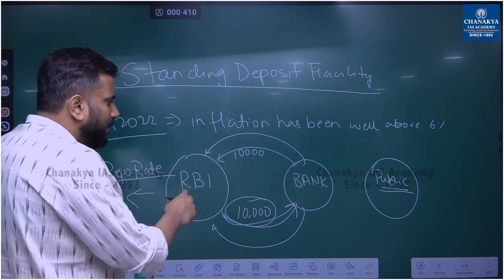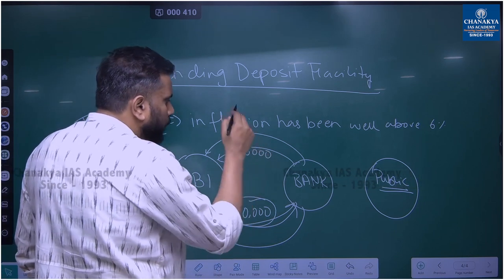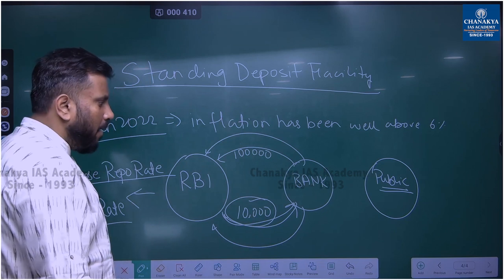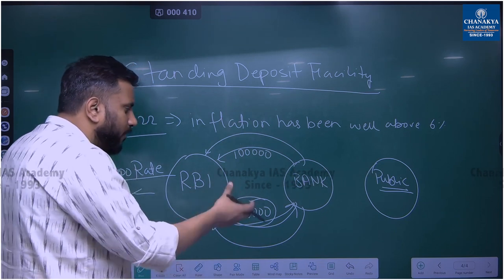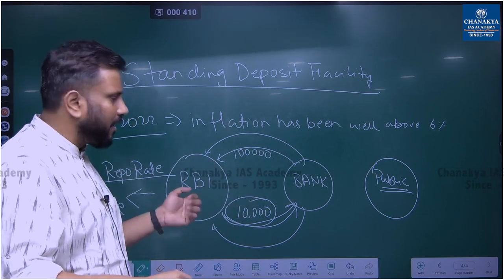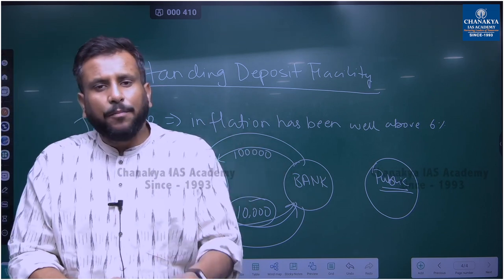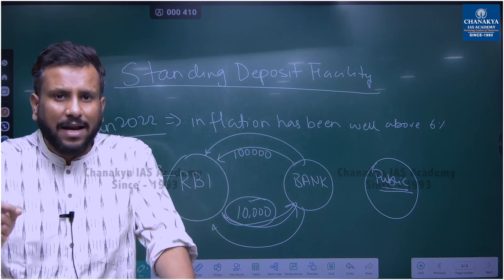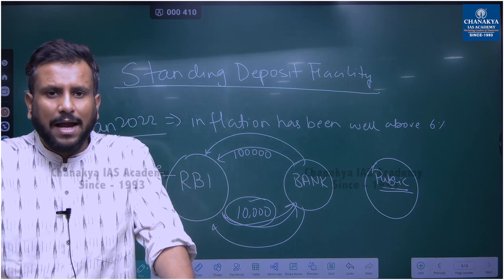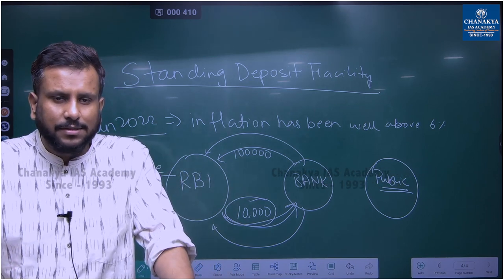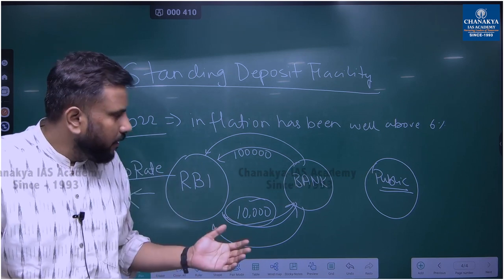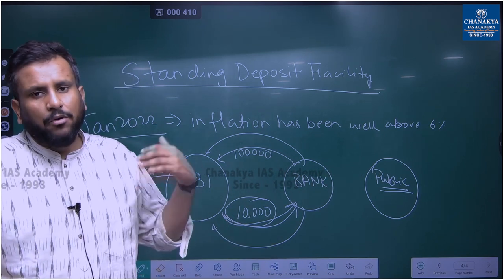For example, RBI wanted to suck 1 lakh rupees from the bank, but it only has a security worth 10,000 rupees. It does not have securities. So how can it take out that 1 lakh? So this was the problem which RBI was facing. It did not have the required collateral, the required securities, which is required to take the money out of the bank.